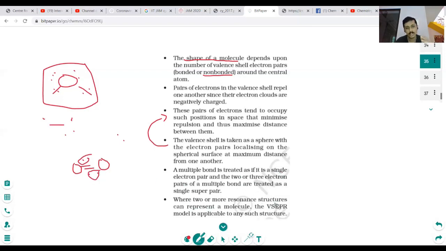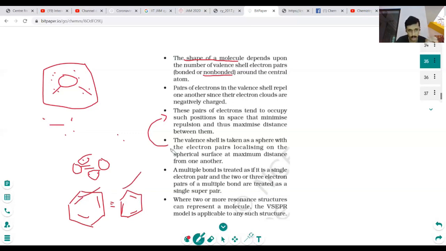Where 2 or more resonance structures can represent a molecule, the VSEPR model is applicable to any such structure. For example, in the case of benzene, the resonance structure can be like this, or benzene can have a structure like this. This is called a resonance structure. They have similar energy and oscillate between these two. When those kinds of structures are present, you can take either this or this.